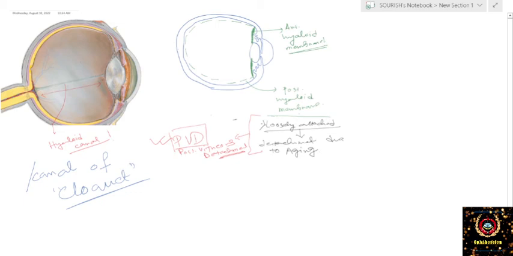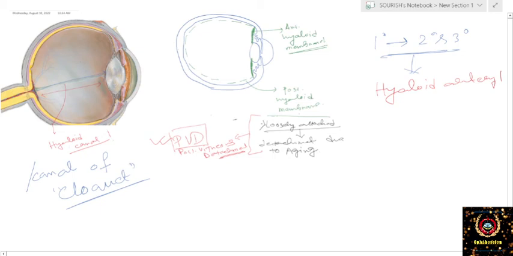For this vitreous to grow and change its degree from first degree to second degree and third degree, it requires nourishment. So there is an artery which runs inside this hyaloid canal. The name of the artery is the hyaloid artery. This artery supplies the vitreous.